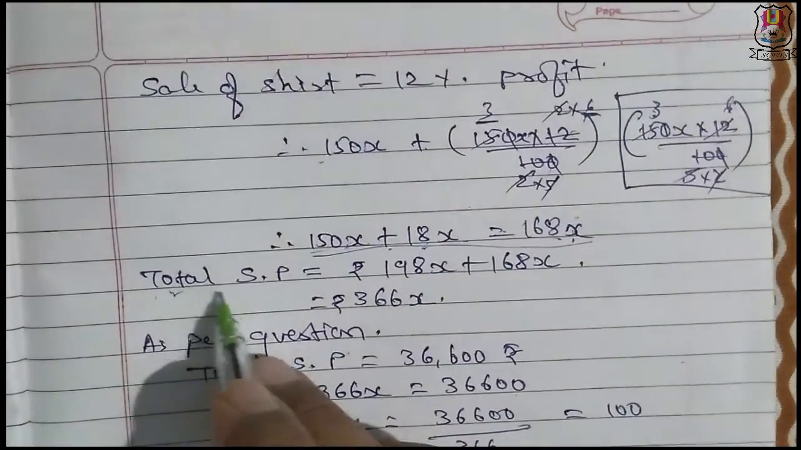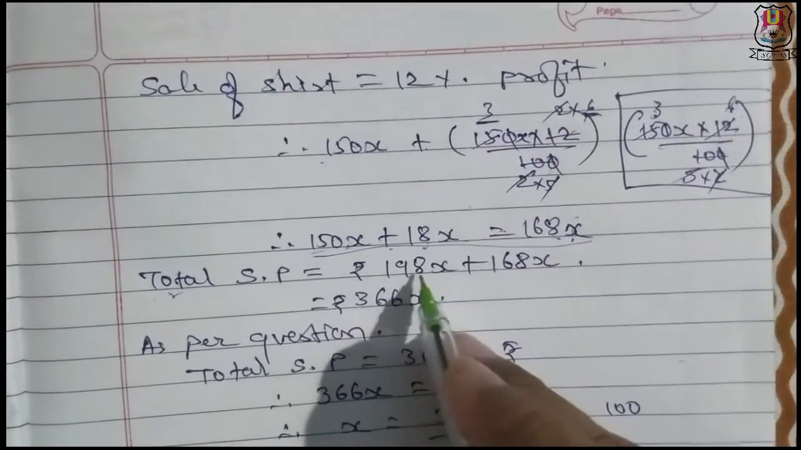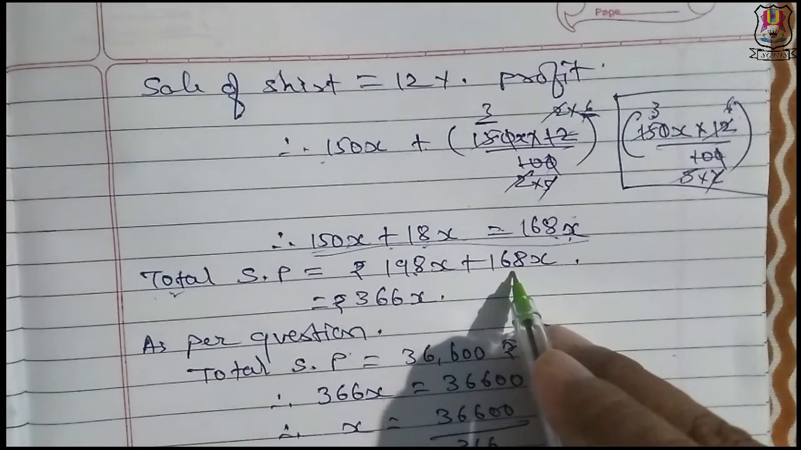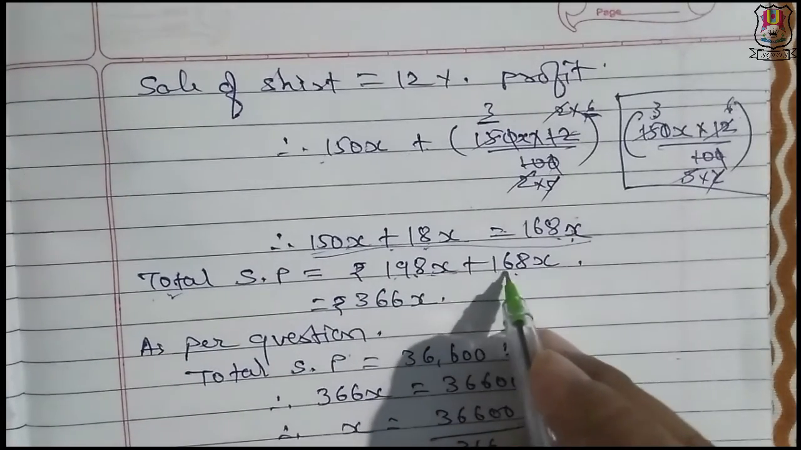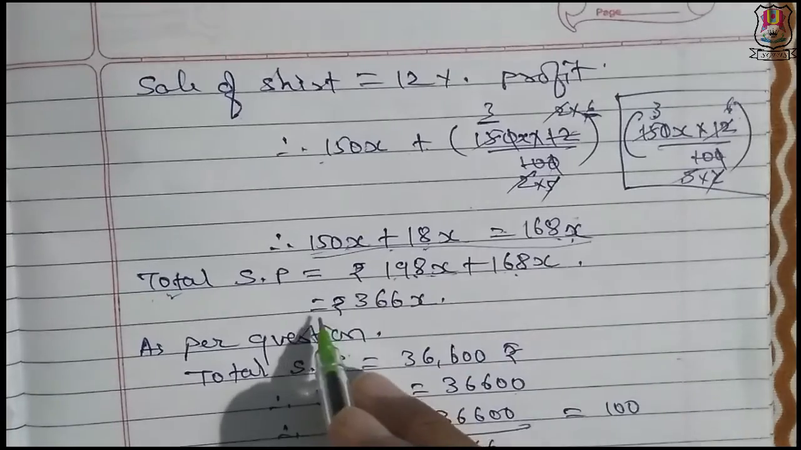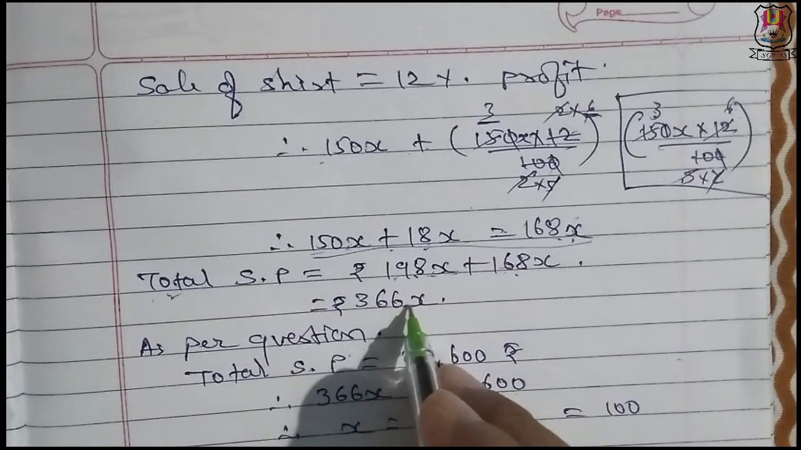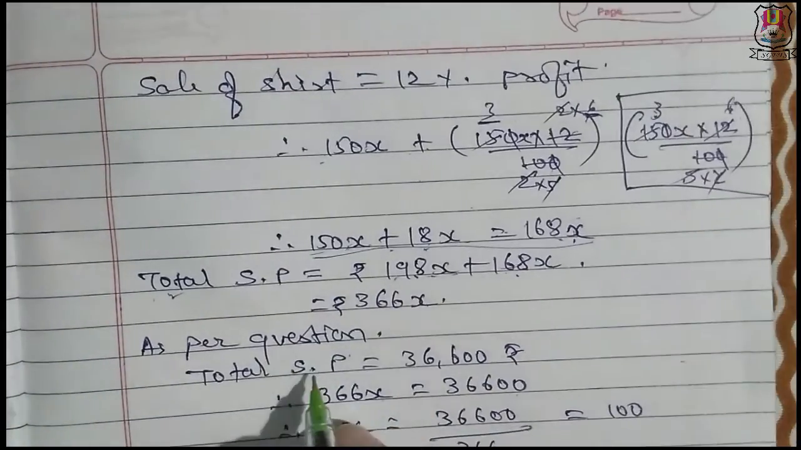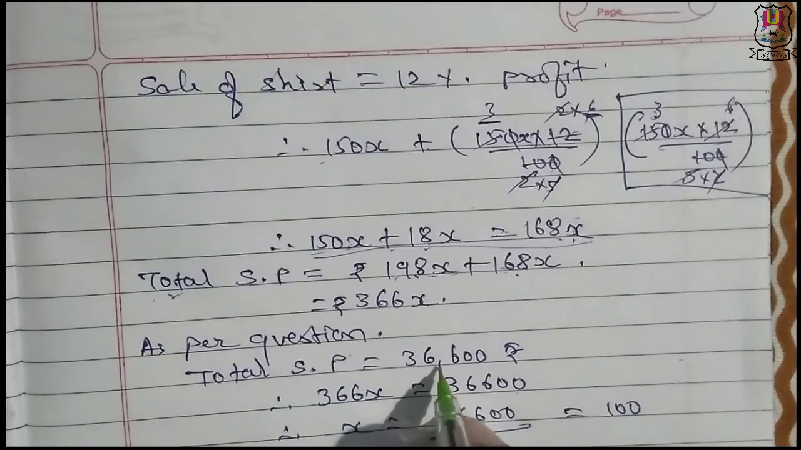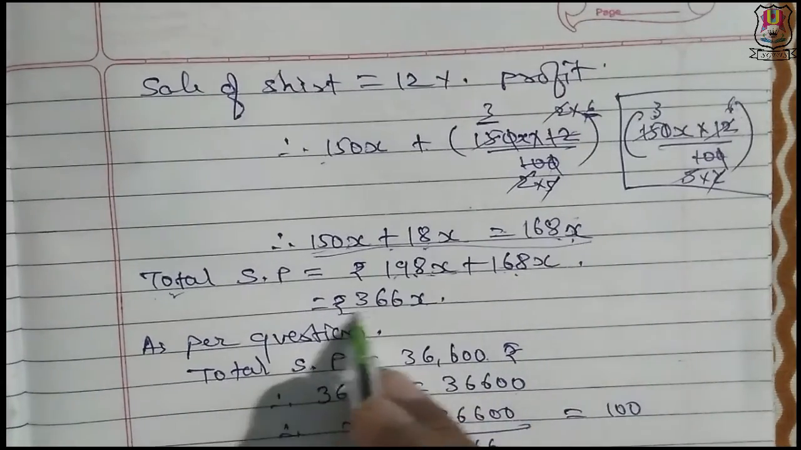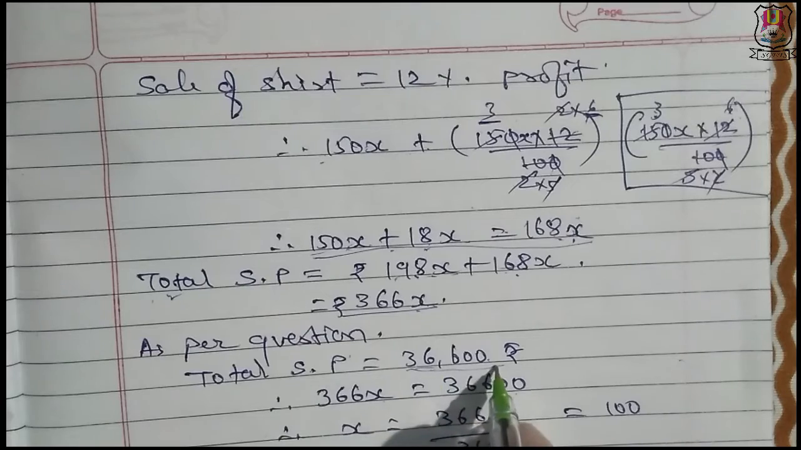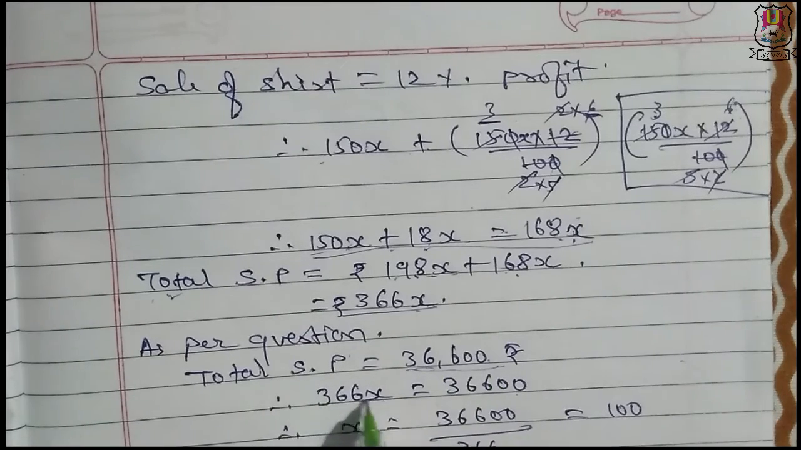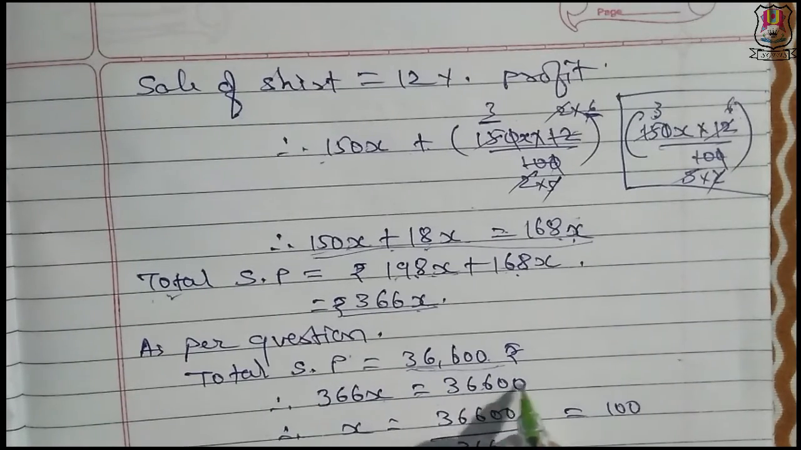Now they are saying the total selling price of trouser and shirt. So 198x for trouser and 168x for shirt. So the total will be 366x. Now as per the question, the total selling price was 36,600 rupees. So we got 366x equals 36,600 rupees.